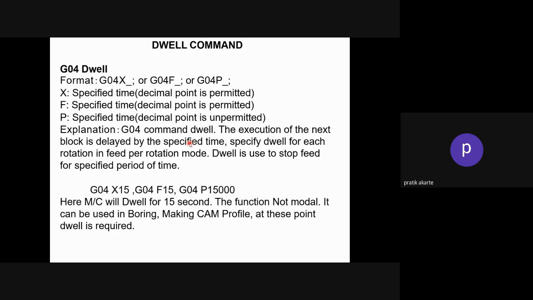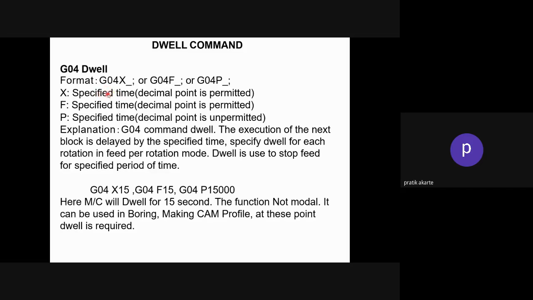Now the next command is the dwell command. Yesterday we talked something about this dwell command. So G04 is used for the dwell command. G04 dwell is used so that the execution of the next block is delayed by a specified time. Dwell is specified for each rotation in feed per rotation mode. Dwell is used to stop feed for a specified period of time. So whenever you write G04 in front of the block, it will delay the execution of the block.